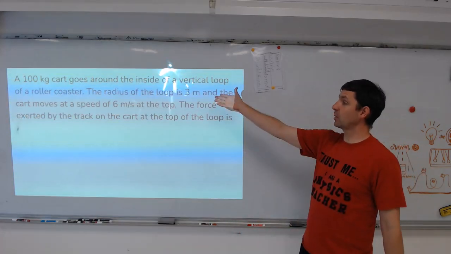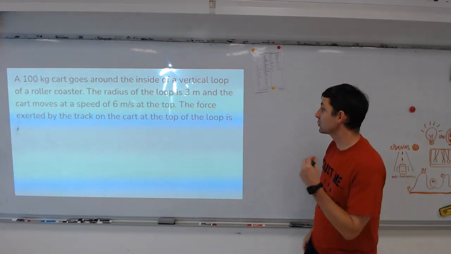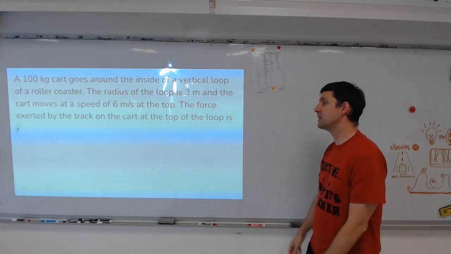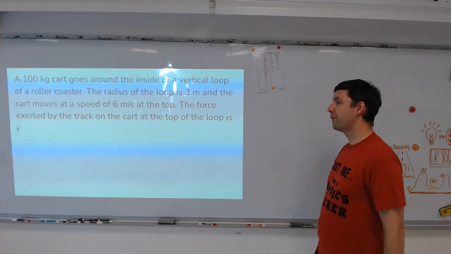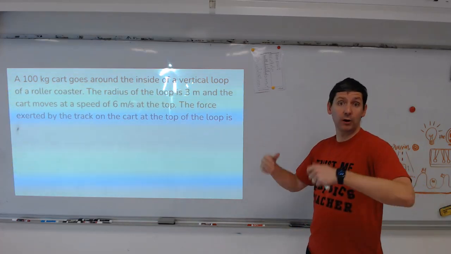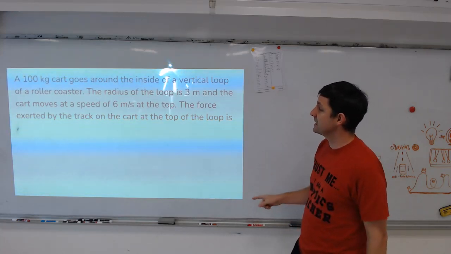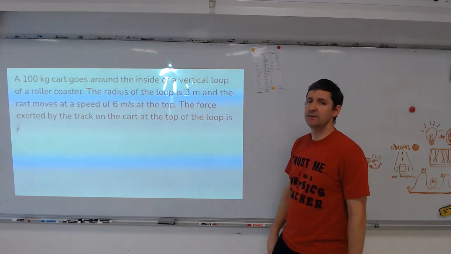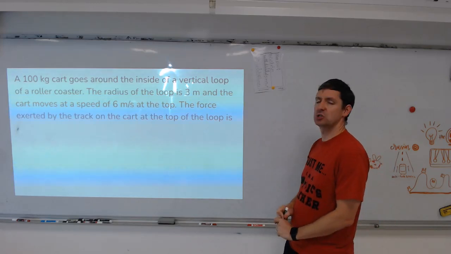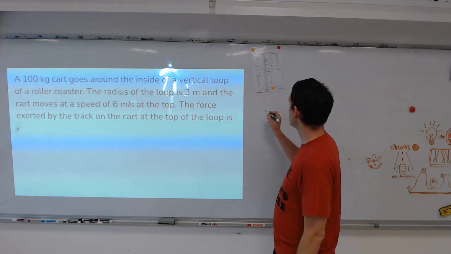A 100-kilogram cart goes around the inside of a vertical loop of a roller coaster. The radius of the loop is 3 meters, and the cart moves at a speed of 6 meters per second at the top. The force exerted by the track on the cart at the top of the loop is, we're going to find it. Now, a couple of things going through my head as I read this. The first thing is it's asking about a force. If it's asking about a force, there's a pretty good chance that I either need to calculate acceleration or I need to draw a free body diagram.